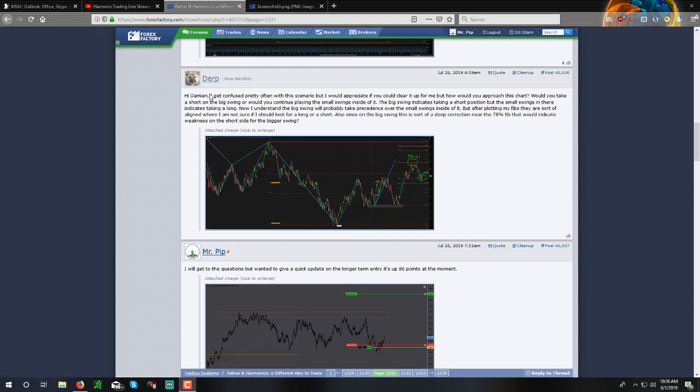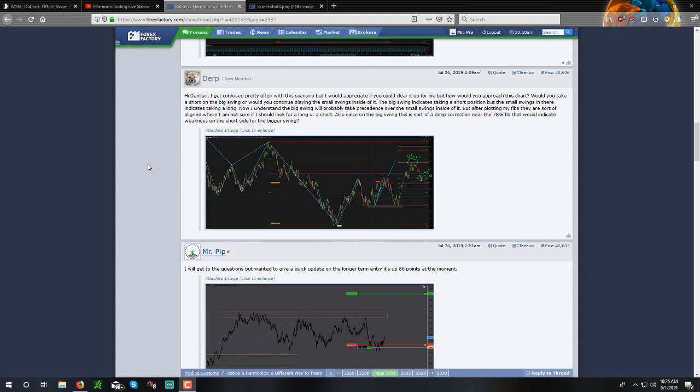This is Derp, a new member. He writes, "Hi Damien, I get confused pretty often with this scenario, but I would appreciate if you could clear it up for me. How would you approach this chart? Would you take a short on the big swing, or would you continue playing the smaller swings inside of it? The big swing indicates taking a short position, but the small swings in there indicate taking a long.